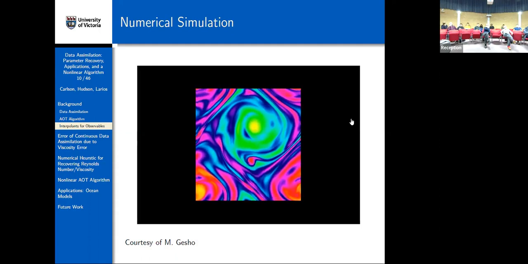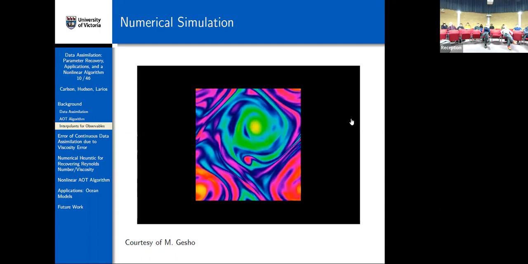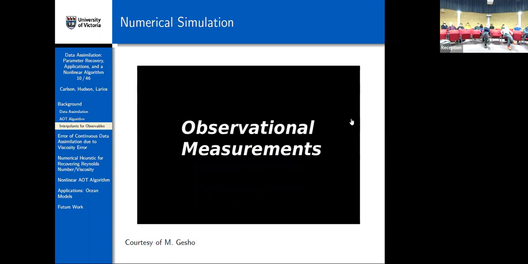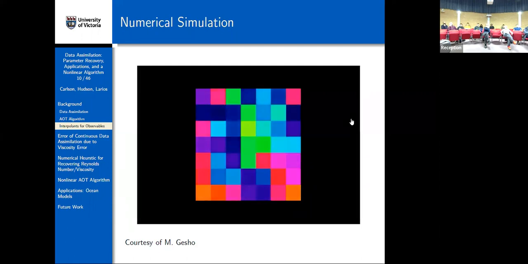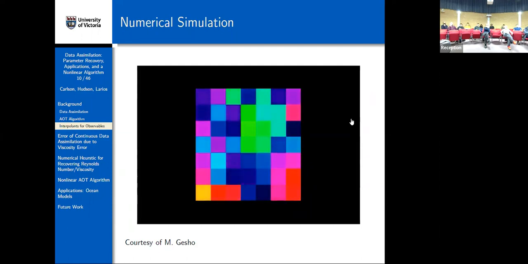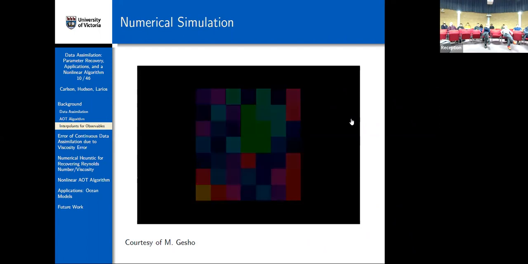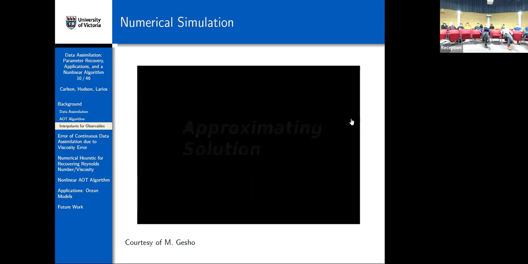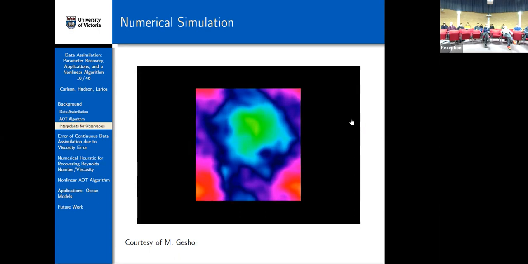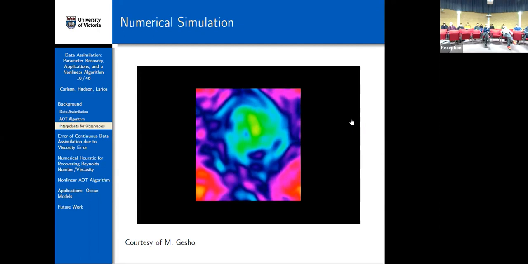I'm going to take this stream field and sample it piecewise constant in time. I'm only going to use 49 measurements of this field, just 7 by 7, and it's piecewise constant interpolated. I'm going to assimilate this into the AOT-edited equation. So this is the approximating solution. It starts with nothing, and then we just start driving it towards the solution immediately.